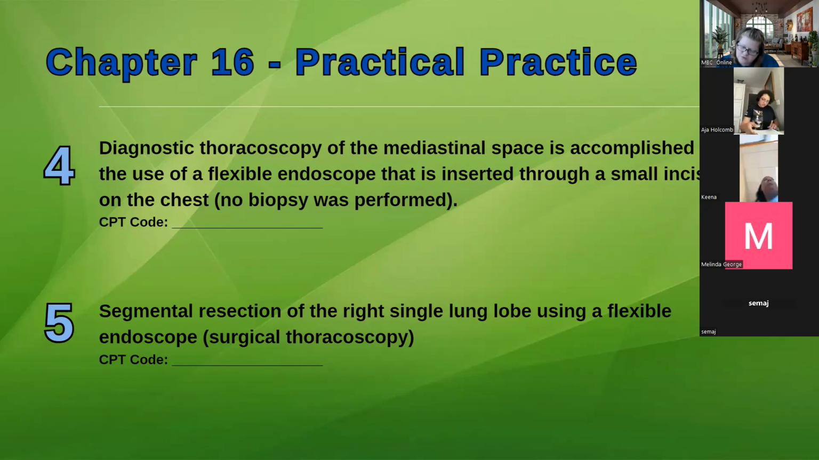Surgical resection. All right. It looks like we start with 32650 and then use that first part before the semicolon. And then it would be 32663 with lobectomy, single lobe. I think that is correct.